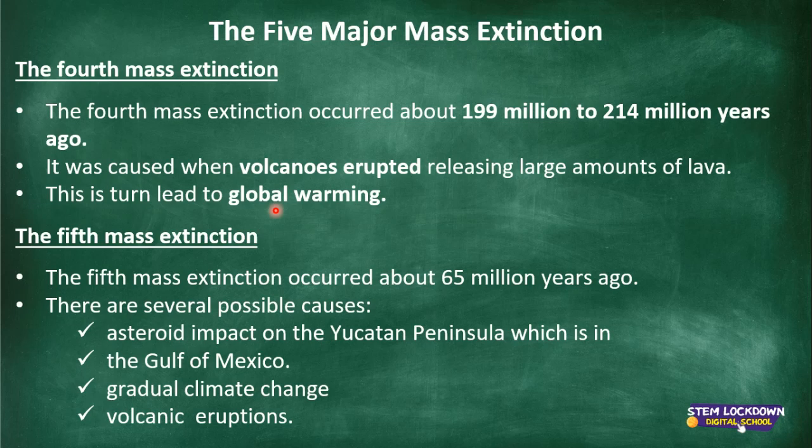But what possibly caused this? What caused this was an asteroid impact on the Yucatan Peninsula, which is in the Gulf of Mexico. This is one thing I made a mistake by putting up a point there, which is in the Gulf of Mexico. And it might have been caused by gradual climate change or a volcanic eruption and others. There are just several, but they just named these ones.